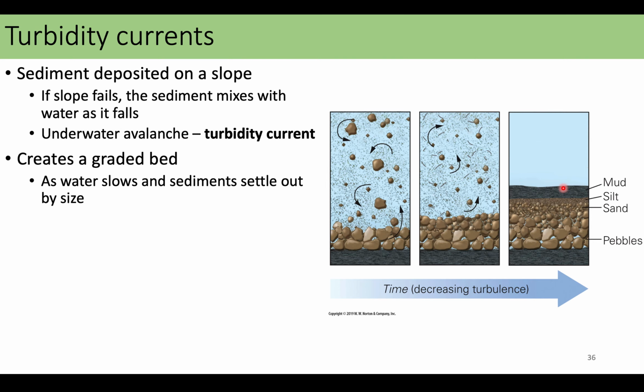So you end up with what we call a graded bed, where we have the largest grains at the bottom and the smallest grains at the top, and it's very nicely ordered. And this is because these sediments were all mixed together within water, and then as they settled to the bottom, they settled out by size and by weight.